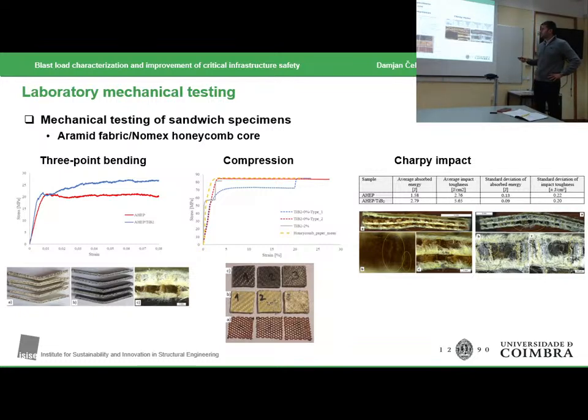What is interesting is that nano-reinforcement did not contribute in any significant way to the maximum resistance of the panel, but it increased the stiffness significantly.